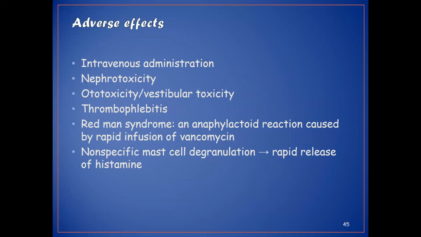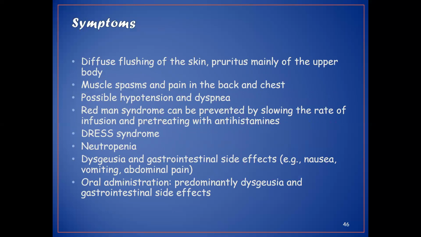Adverse effects on IV administration include nephrotoxicity, ototoxicity, which is vestibular toxicity, thrombophlebitis, and Redman syndrome, which is an anaphylactoid reaction caused by rapid infusion of vancomycin, with non-specific mast cell degranulation, which is rapid release of histamine. Symptoms include diffuse flushing of the skin, pruritus, mainly of the upper body. Pruritus is basically itching. There are also muscle spasms and pain in the back and chest, and possible hypotension and dyspnea. Redman syndrome can be prevented by slowing the rate of infusion and pre-treating with antihistamines.